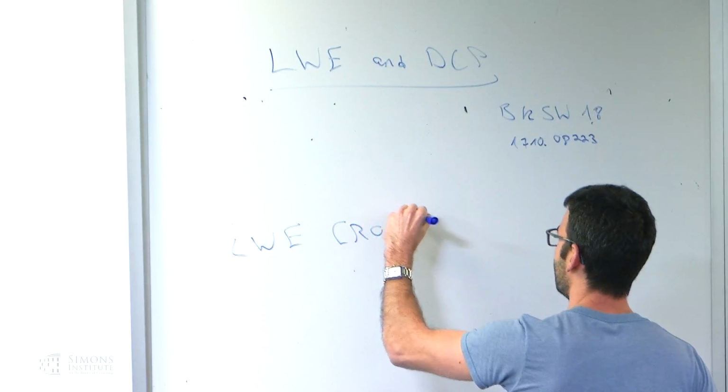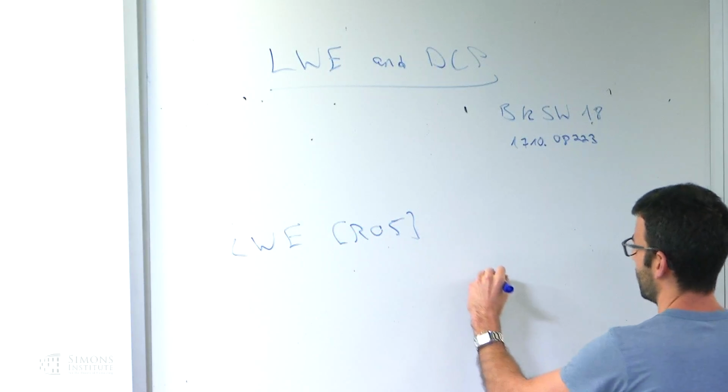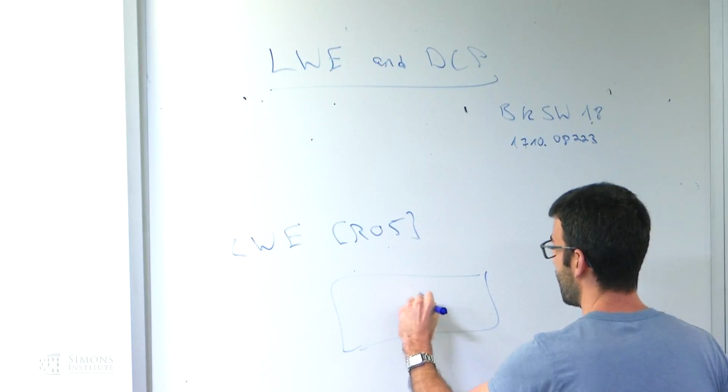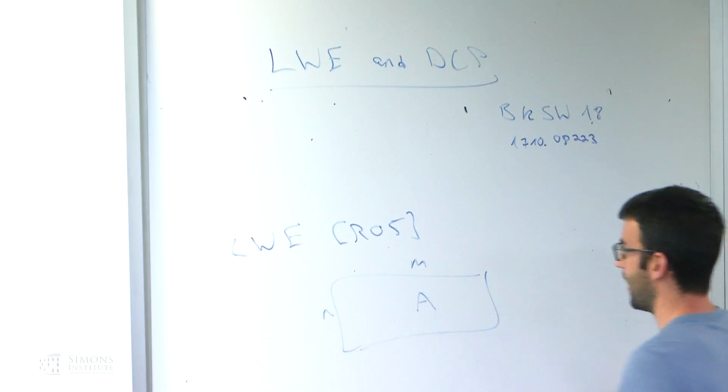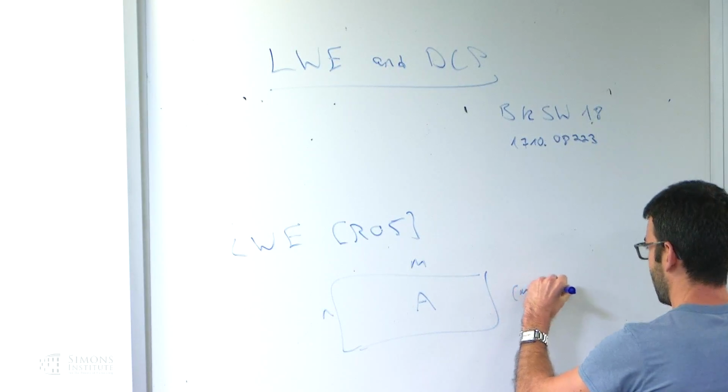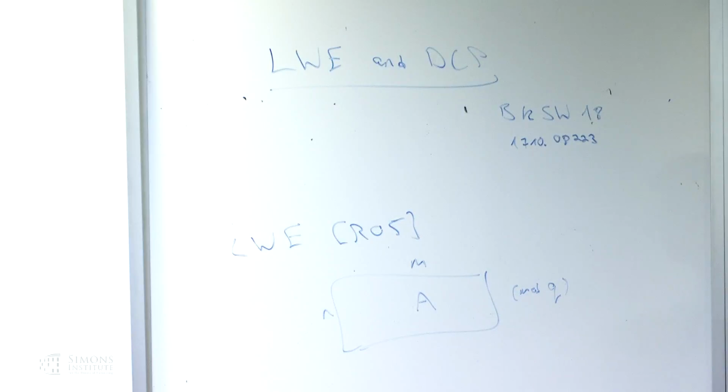So it's due to Regev. And LWE is the following computational problem. We consider a matrix A, which is n by m. m is much bigger than n. And this matrix is modulo Q. So all elements are between, say, 0 and Q minus 1.